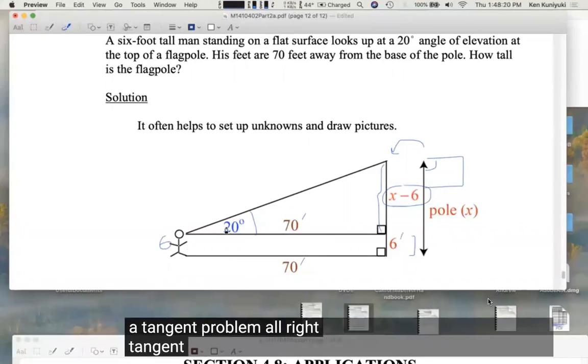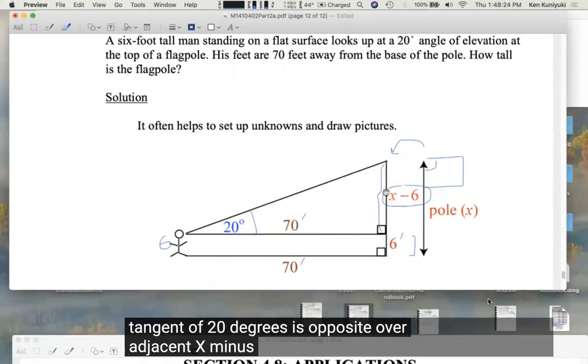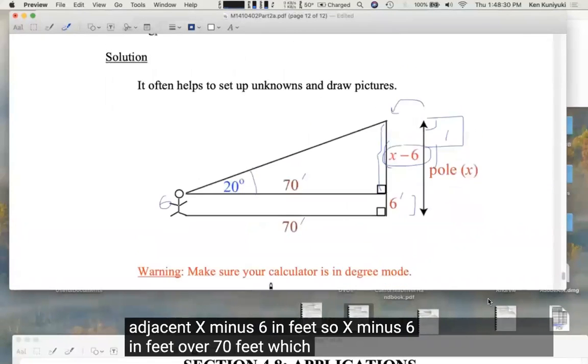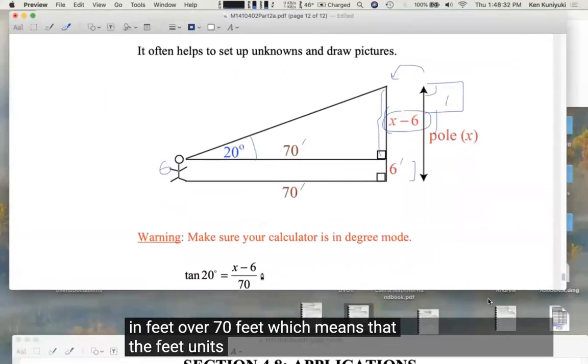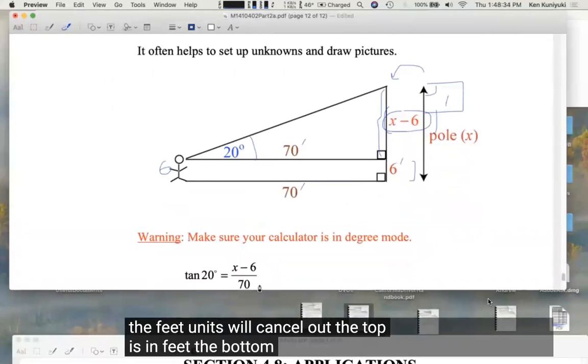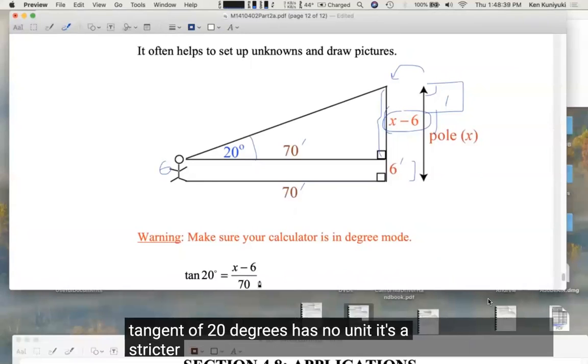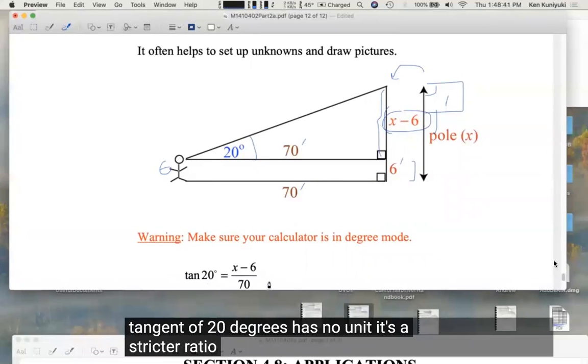All right, tangent of 20 degrees is opposite over adjacent. X minus 6 in feet over 70 feet, which means that the feet units will cancel out. The top is in feet, the bottom is in feet. Tangent of 20 degrees has no unit. It's a strict ratio. Tangent of 20 degrees is x minus 6 all over 70.